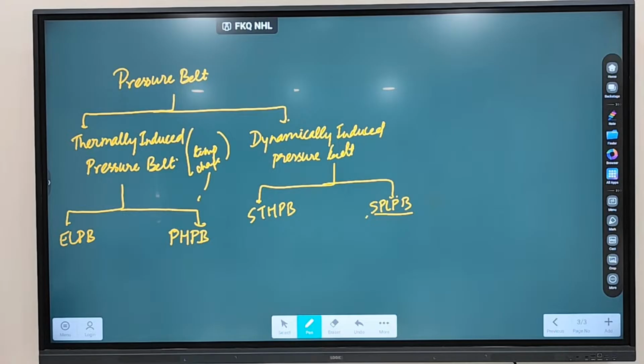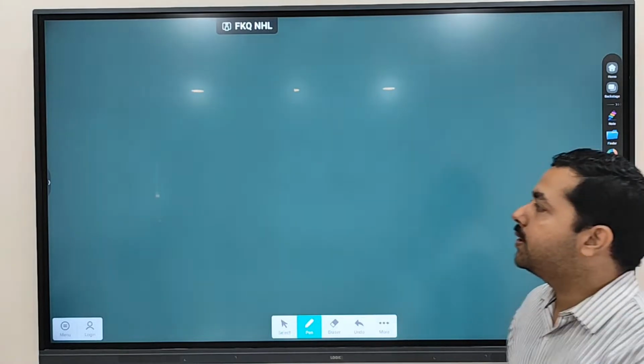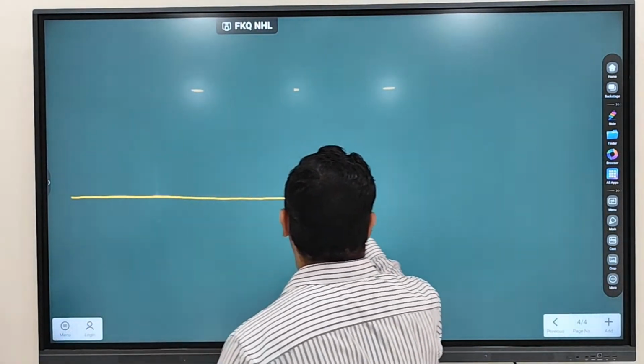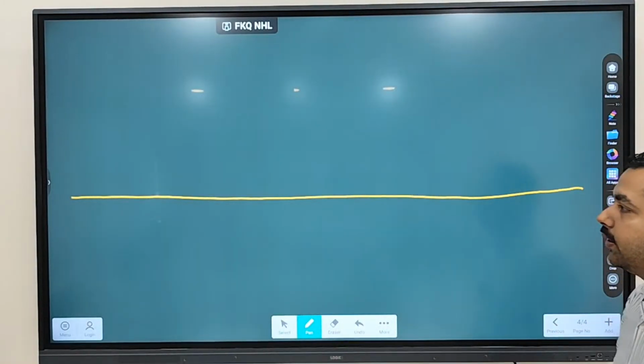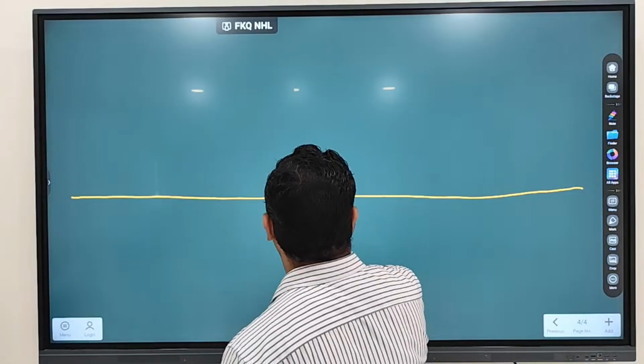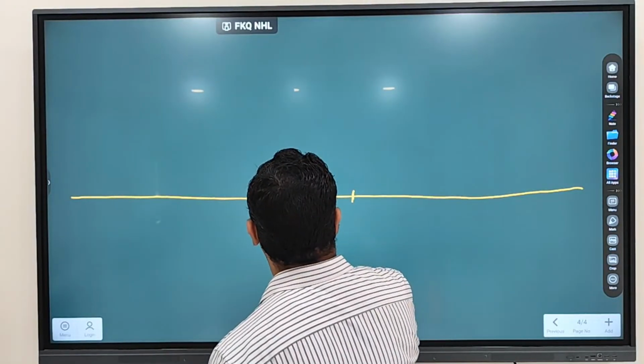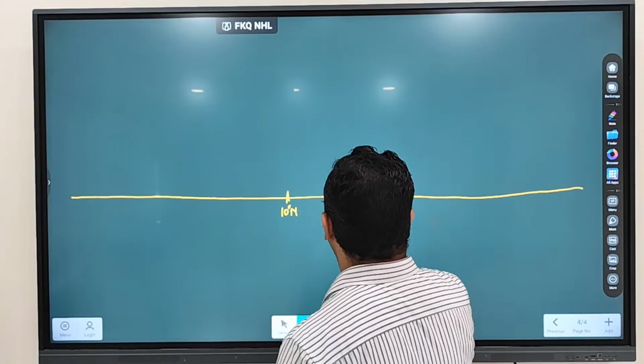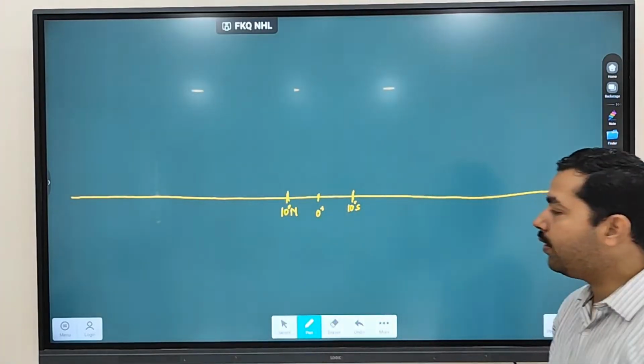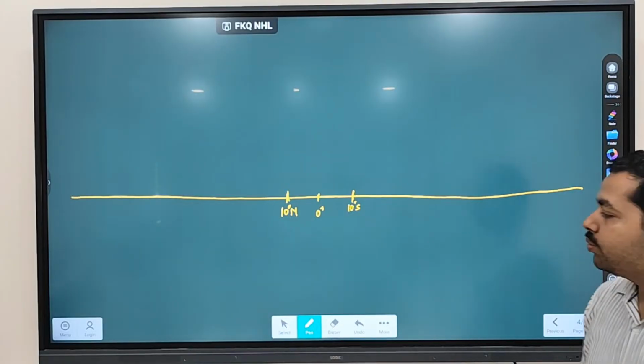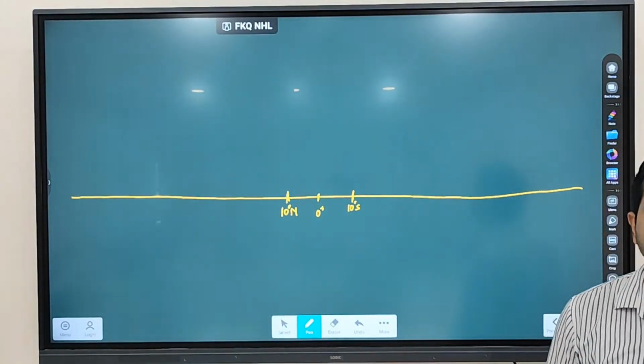So what is the reason why thermally induced and dynamically induced pressure belts are being developed? Now we are going to discuss that particular aspect. The first we are going to take up is how the equatorial low pressure belt is developed. Now let's say this region, which is 10 degree north to 10 degree south, is the equatorial region. You know that the equatorial region receives maximum amount of what?